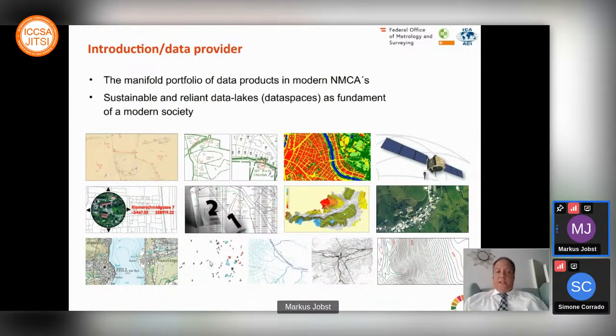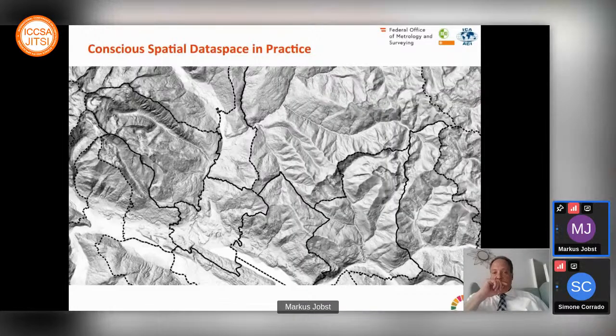So we understand ourselves as a fundament. Our data are the fundament of a modern society where we are providing these sustainable and reliant data lakes. And we have done an example in the Alps with several municipalities, which was a project of my colleague Tatjana Fischer, who is co-authoring this paper. And this will help us to understand the perspective that we are provoking in this paper.